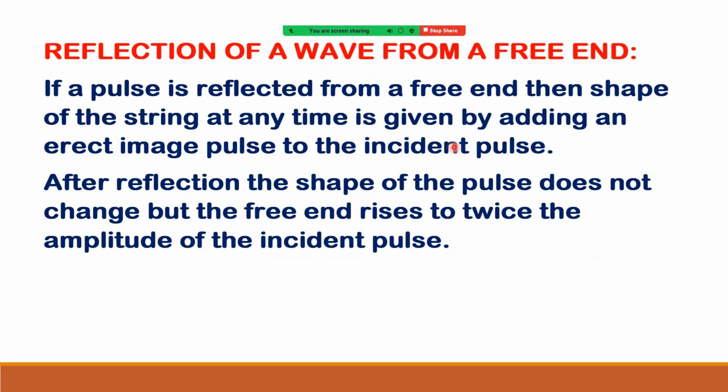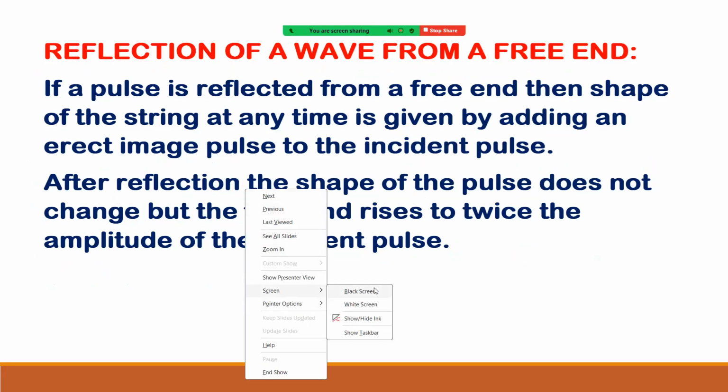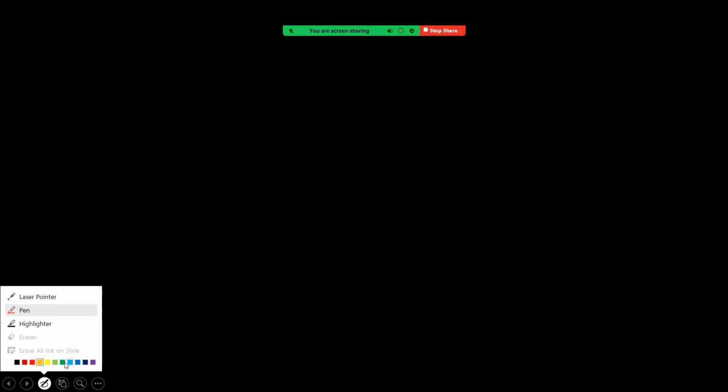Coming to the explanation part. We are taking here a string which is connected to a ring. This is a ring. One end of the string is connected to the ring. This ring is passing through a smooth rod. So between the rod and ring, there is no friction. Therefore, the ring is free to vibrate up and down.